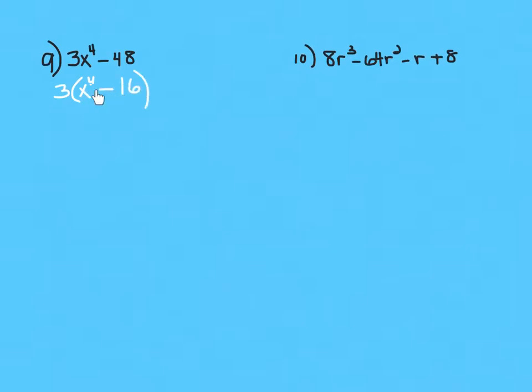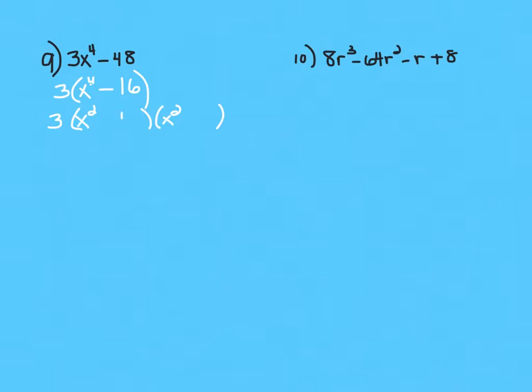Now in here, we have a binomial, so we want to say, is this a difference? Yes, it is, of two perfect squares. Yes, both of these are perfect squares. So I'm going to bring down the 3, and to factor using dots, we set up two sets of parentheses. And since the square root of x to the 4th is x squared, I'm going to put that in the first spot in each parenthesis.